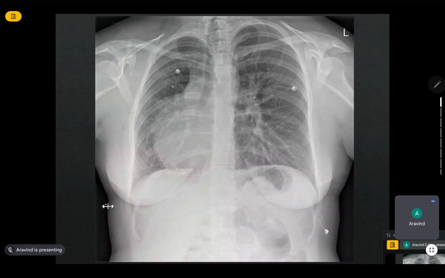Dextrocardia is not like situs inversus. In situs inversus, all the organs are misplaced, meaning the organs which are supposed to be on the right side are on the left and vice versa. Whereas in dextrocardia, the heart alone is misplaced, towards the right. This is called dextrocardia.